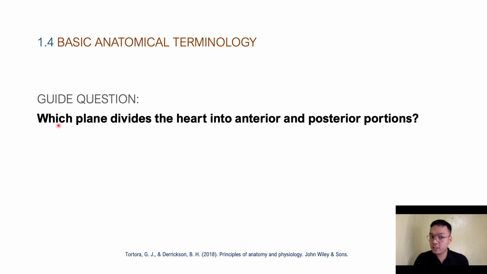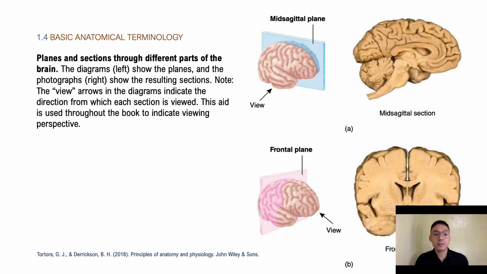Your next question, as a guide question: which plane divides the heart into its anterior and posterior positions? You're right, it's the frontal plane. The frontal plane divides the heart into its anterior and posterior positions.